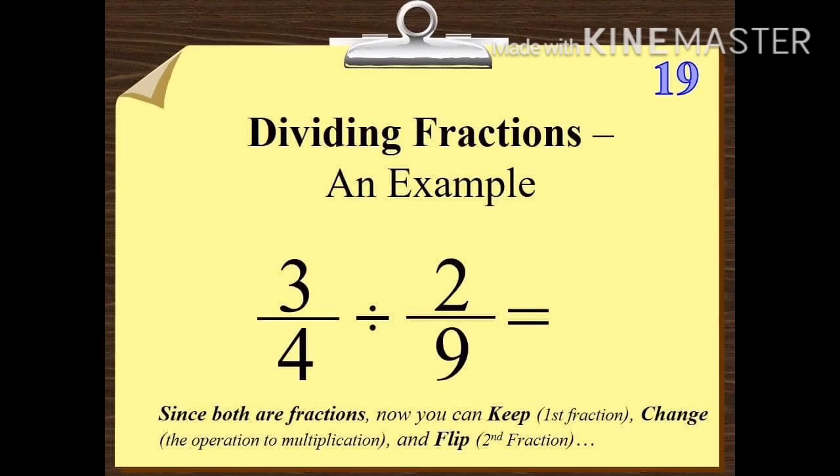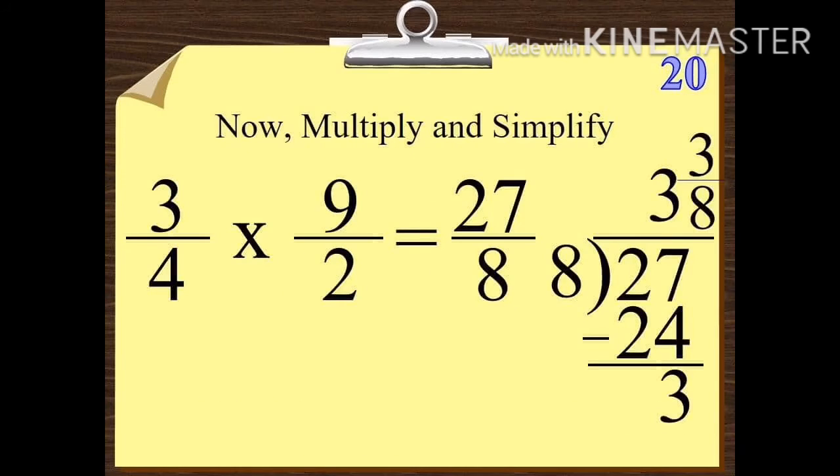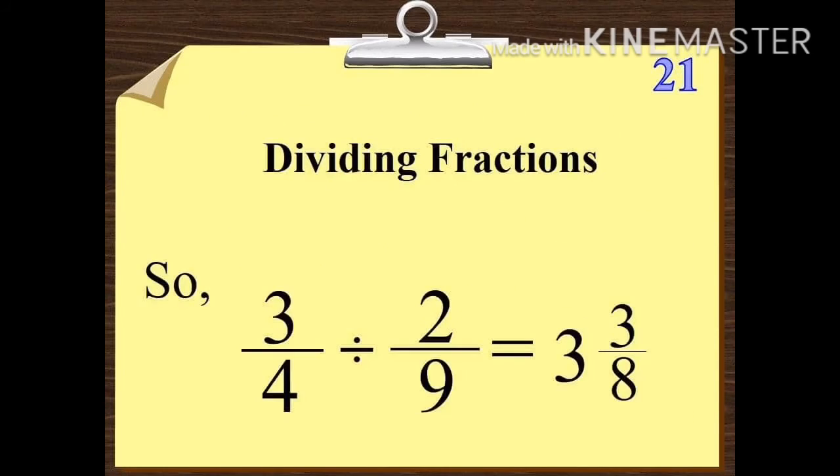See the example. 3/4 divided by 2/9 is equal to, what is the answer? Since both are fractions, now you can keep the first fraction, change the operation to multiplication, and flip the second fraction. Now, multiply and simplify. See the example below. So, 3/4 divided by 2/9 is equal to 3 3/8.